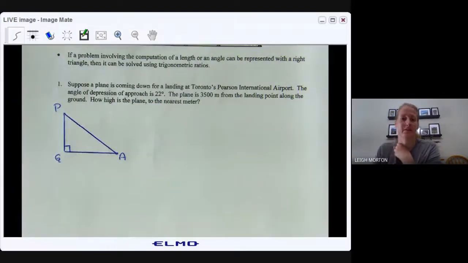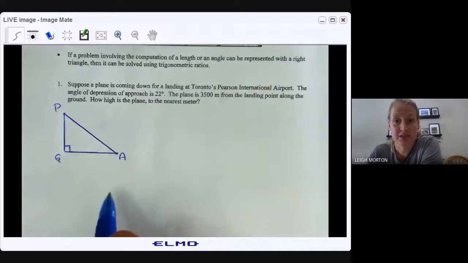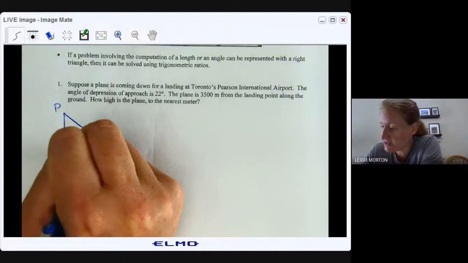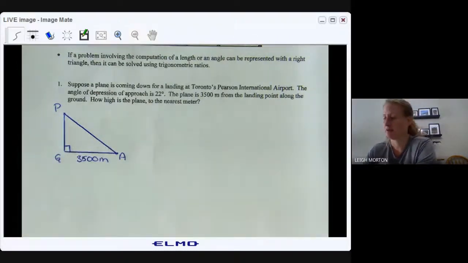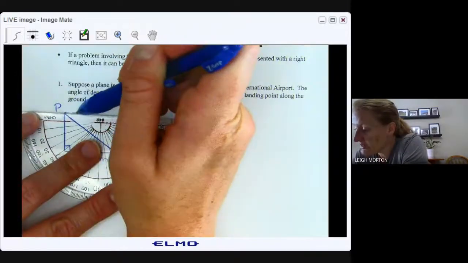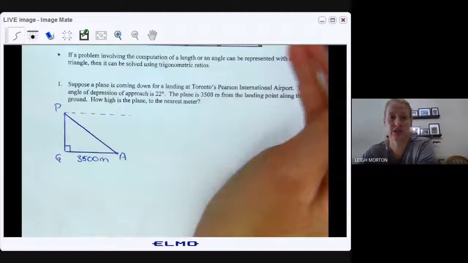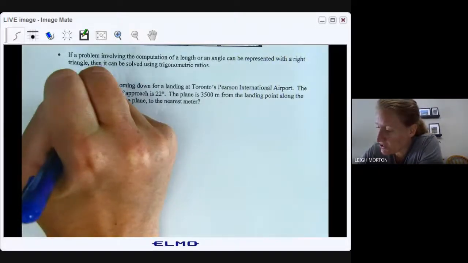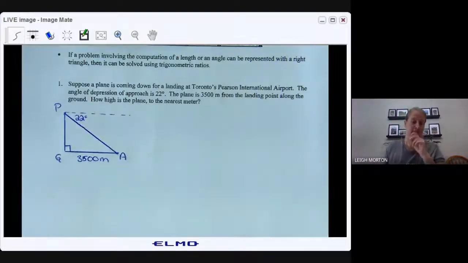Okay, so here is my diagram. Now, what information can I put on here? I know that the plane is 3,500 meters from the landing point along the ground. So this distance right here is 3,500 meters. I know the angle of depression of the approach. So I'm going to sketch on my invisible horizontal. And this is 22 degrees right there.